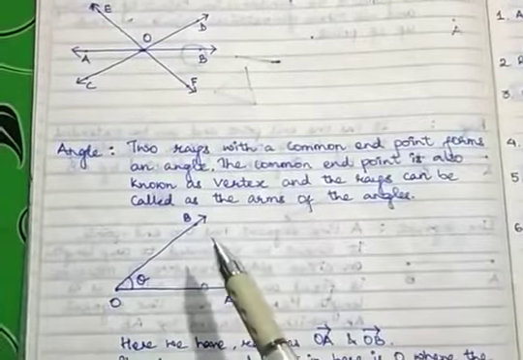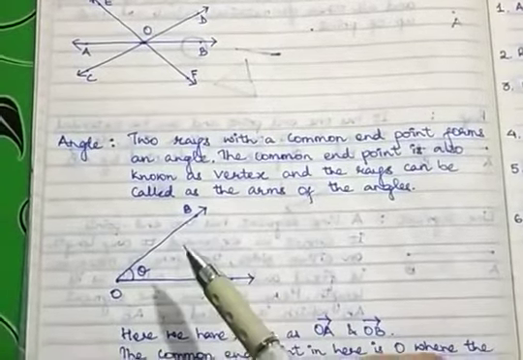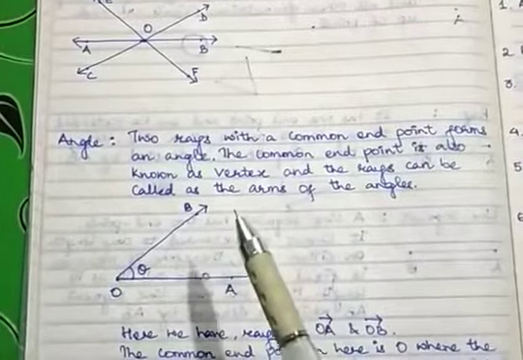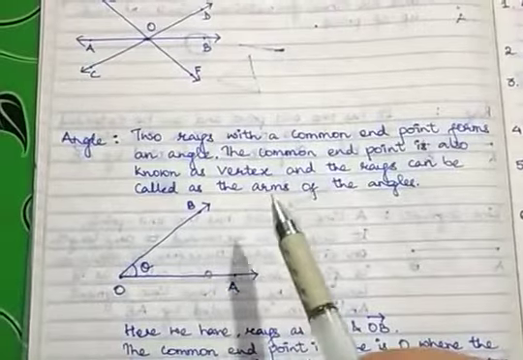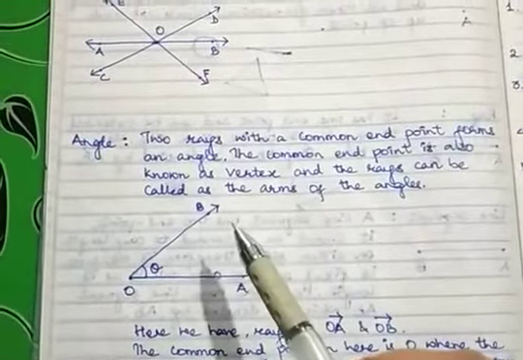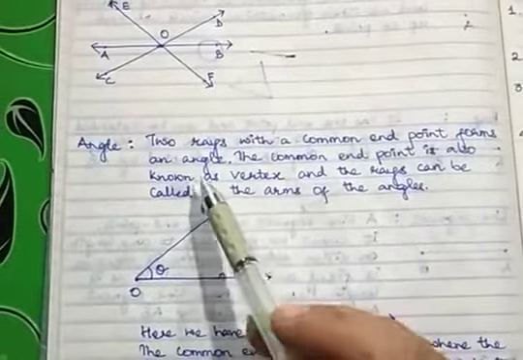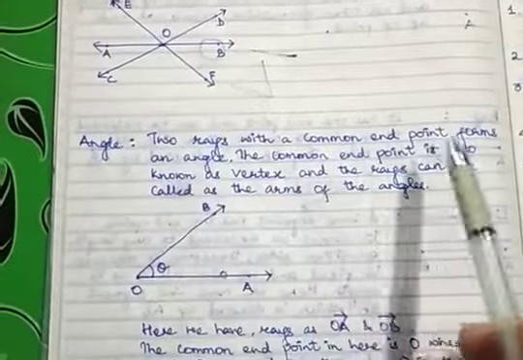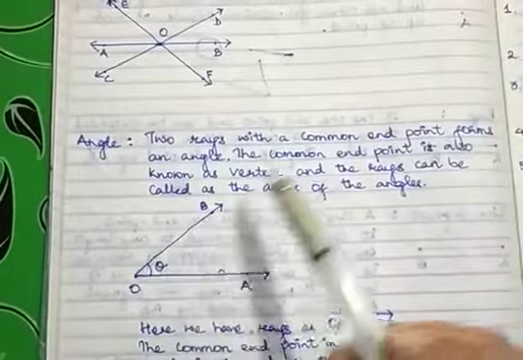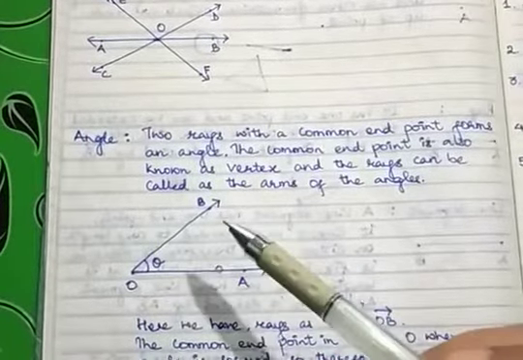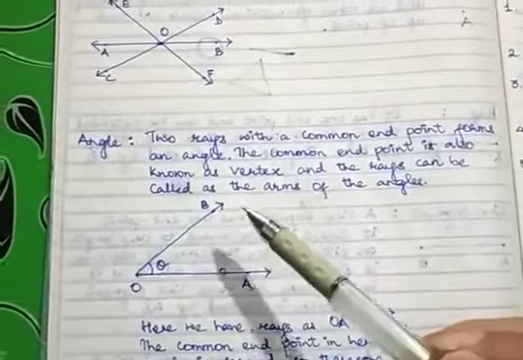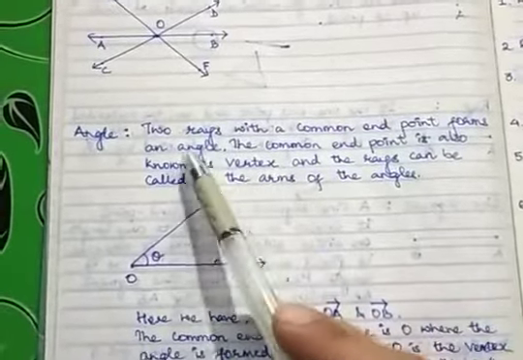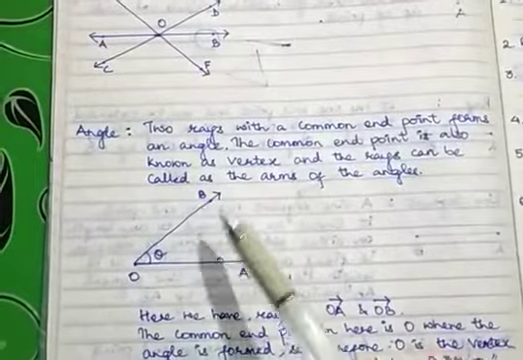Now see, what we have learned in the definition of a ray is that a ray has one endpoint and it can be extended to any length on the other side. Now see, the first line of the angle definition says 2 rays with a common endpoint. Obviously, when we take 2 rays, we think we will get 2 different endpoints, isn't it? But what happens here is, 2 rays with a common endpoint form an angle.